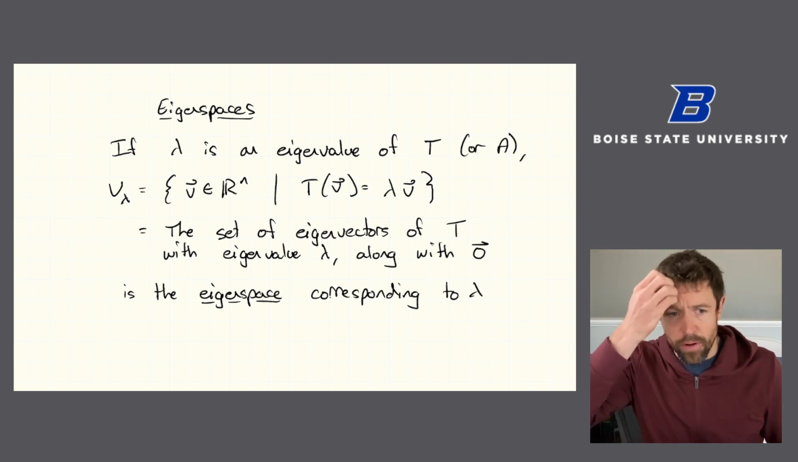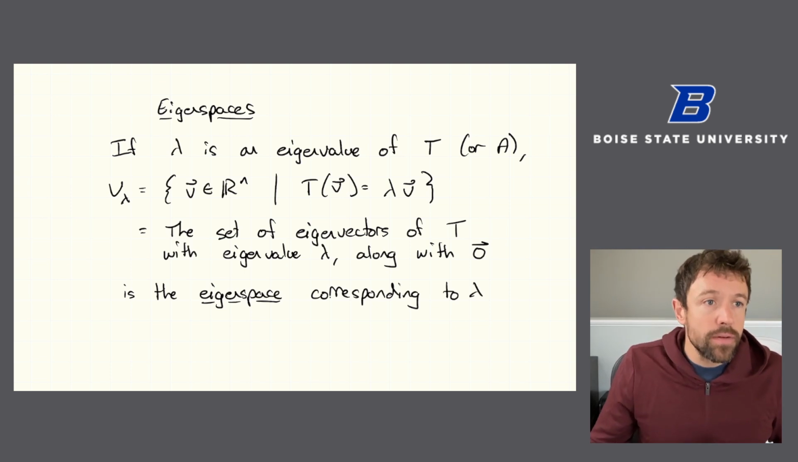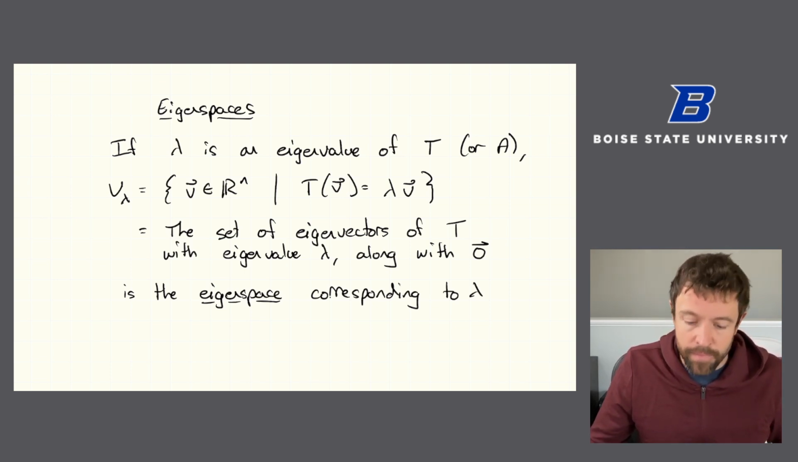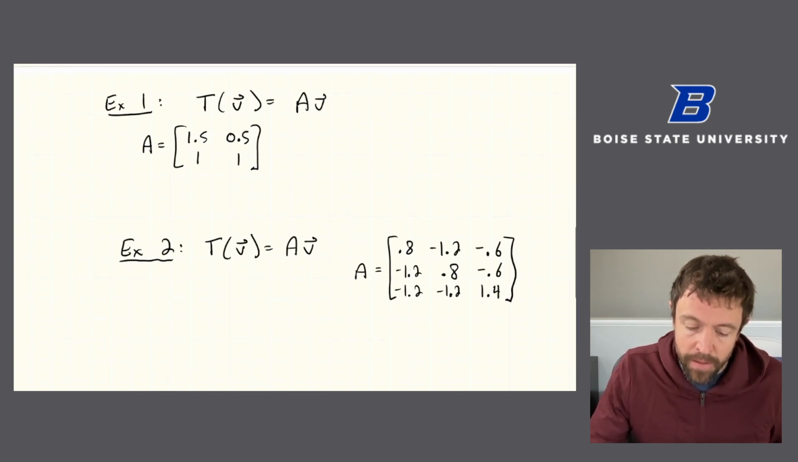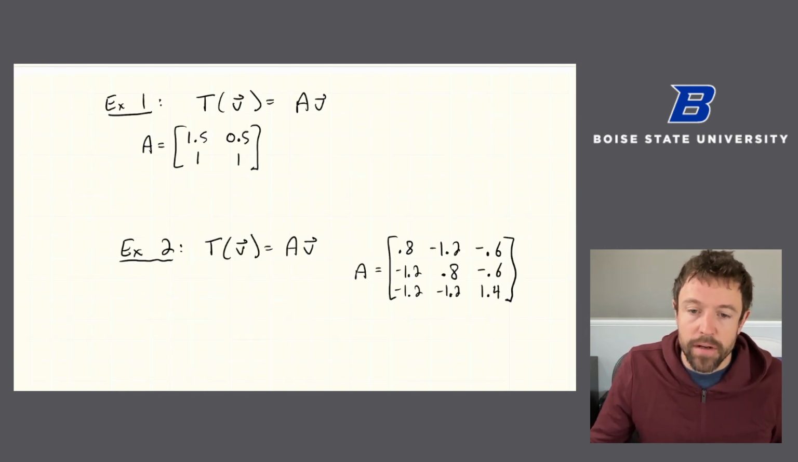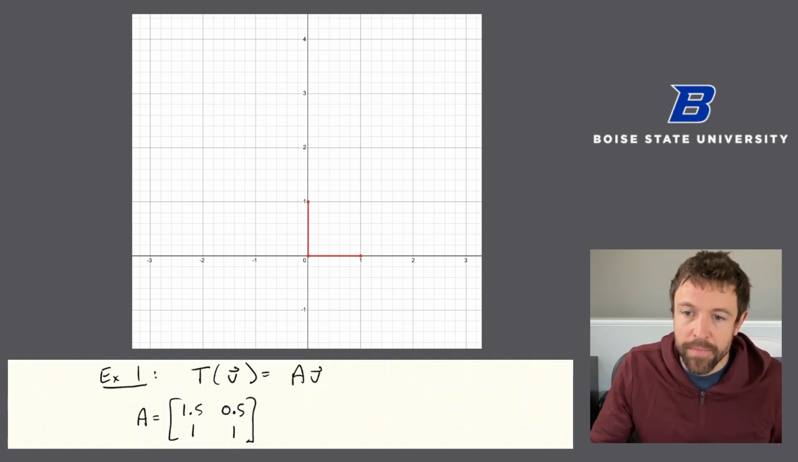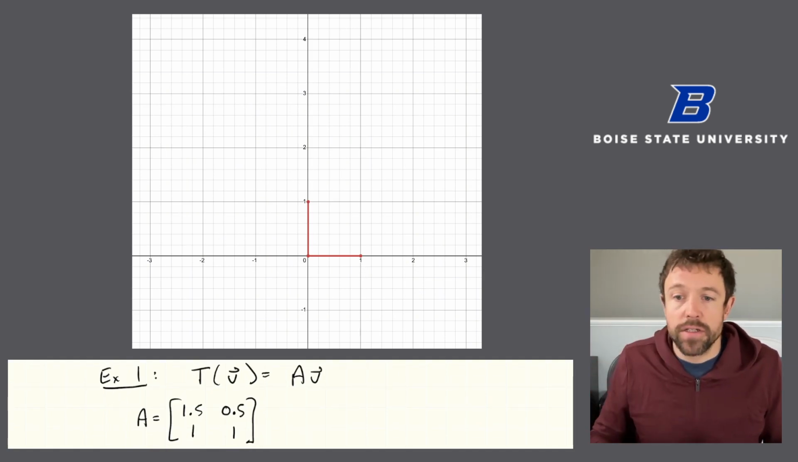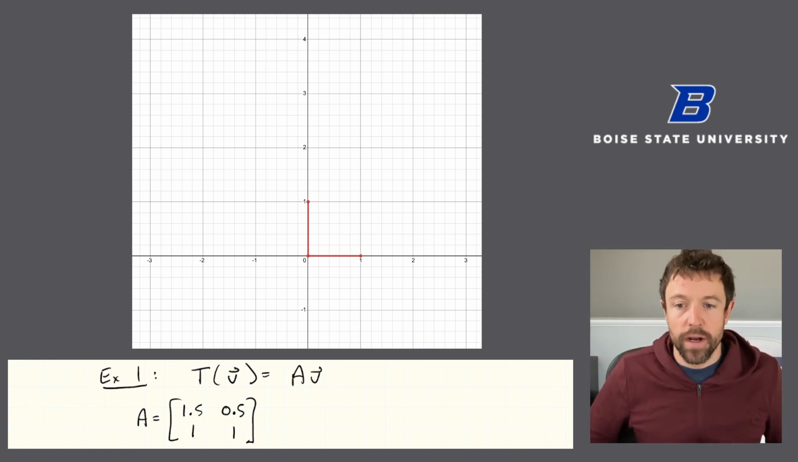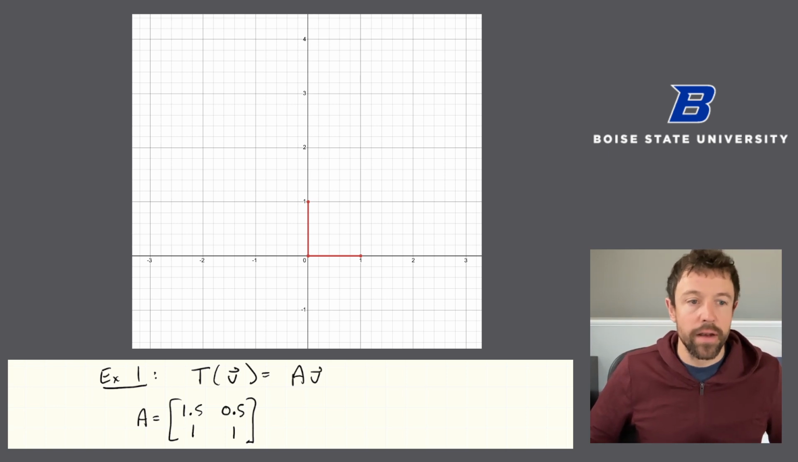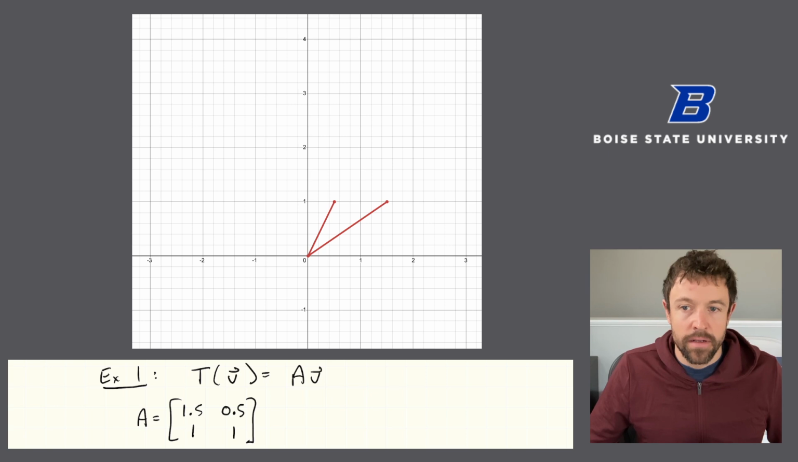So why is this important? Well, let's go to an example. I already have example 2 up here. Let's just look at example 1. So example 1 is going to be in R2. And this linear transformation has matrix with rows 1/2, 1, 1. And I want to look at what it does to the standard basis. So it takes the standard basis and it maps it to this.